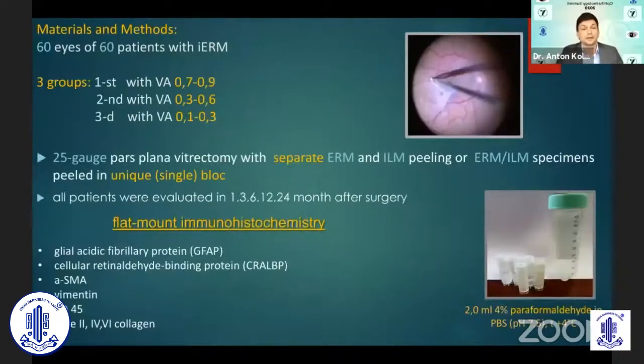60 eyes of 60 patients who underwent 25 gauge pars plana vitrectomy were evaluated in this study at 1, 3, 6, 12, and 24 months after surgery.